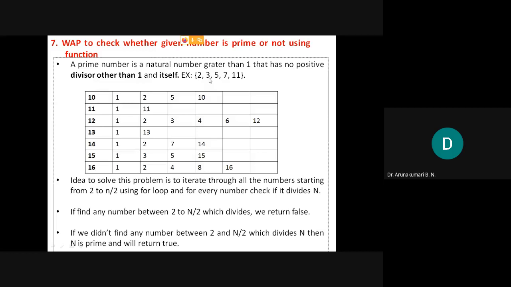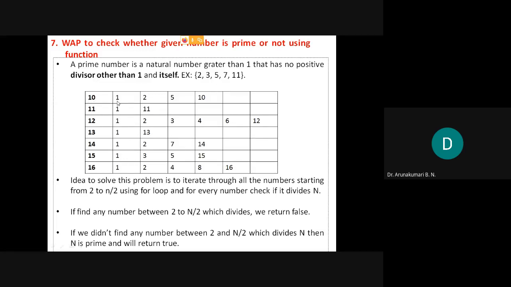If I take 3, the divisors of 3 are 1 and 3. Hence it is a prime. And similarly, if I take 11, the divisors of 11 are 1 and 11. That is 1 and itself. Hence it is a prime. So let me generalize this procedure. I have listed a few numbers here, prime and not prime.